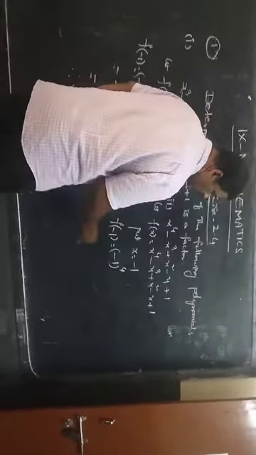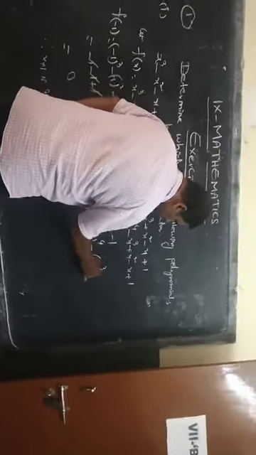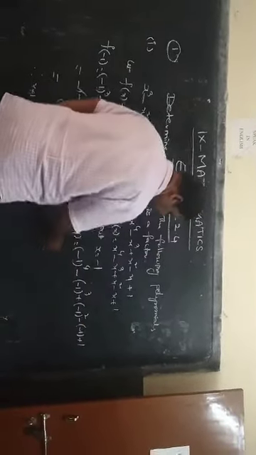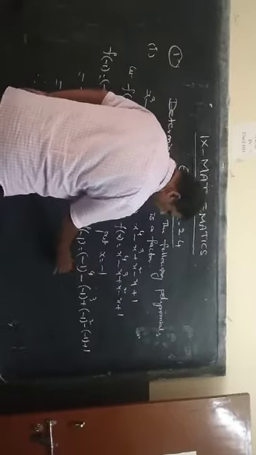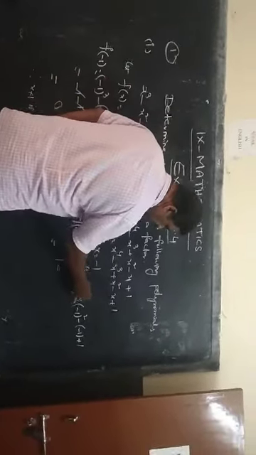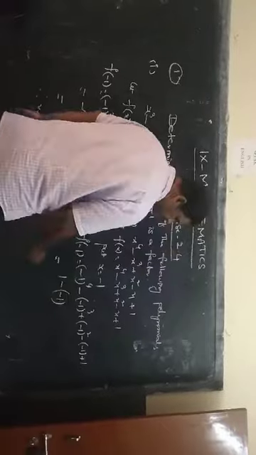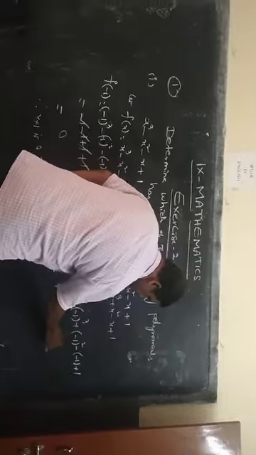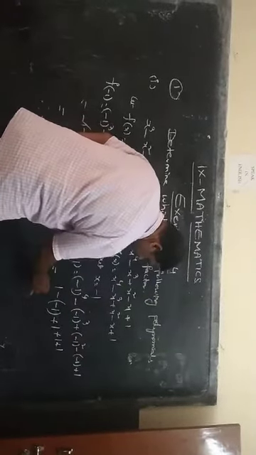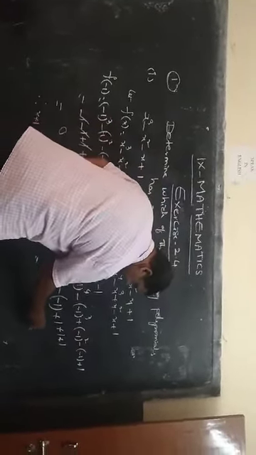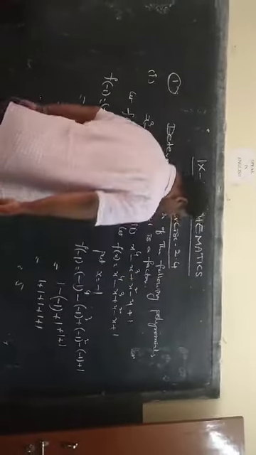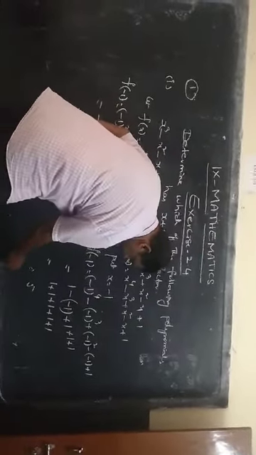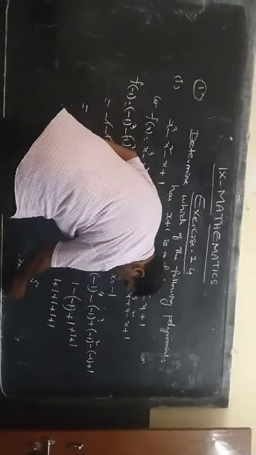Minus 1 to the power 4, minus minus 1 whole cube, minus 1 whole square, minus of minus 1, plus 1. Minus 1 to the power even number is plus 1. Minus 1 to the power odd number is minus 1. Minus 1 to the power even number is 1. Minus into minus is plus 1. So it is 1 plus 1 plus 1 plus 1 plus 1. That is 5. On substituting x is equal to minus 1, we got a non-zero number. Therefore, we can conclude that x plus 1 is not a factor.